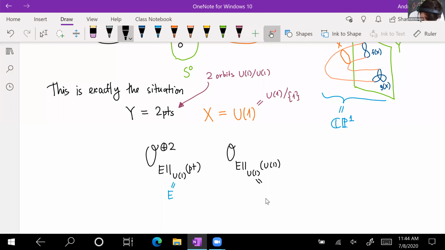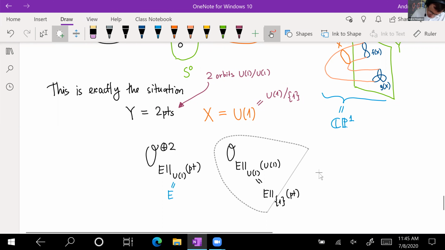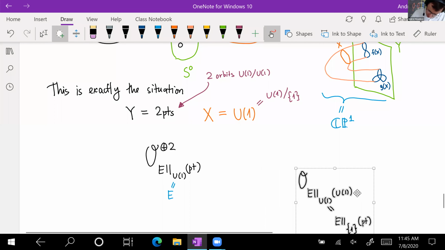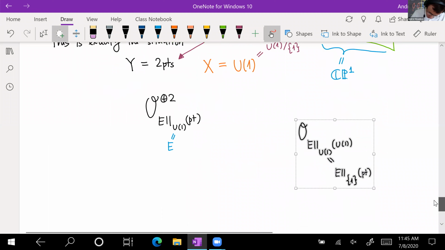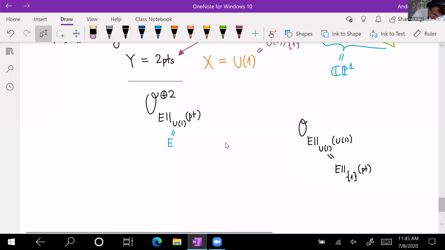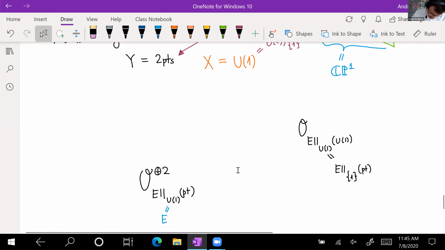So this would be elliptic cohomology of the trivial subgroup of a point. And that is just the structure sheaf. So what corresponds to a map of a trivial subgroup to, maybe I'll take this explanation and I'll write the answer and then I'll write the explanation.